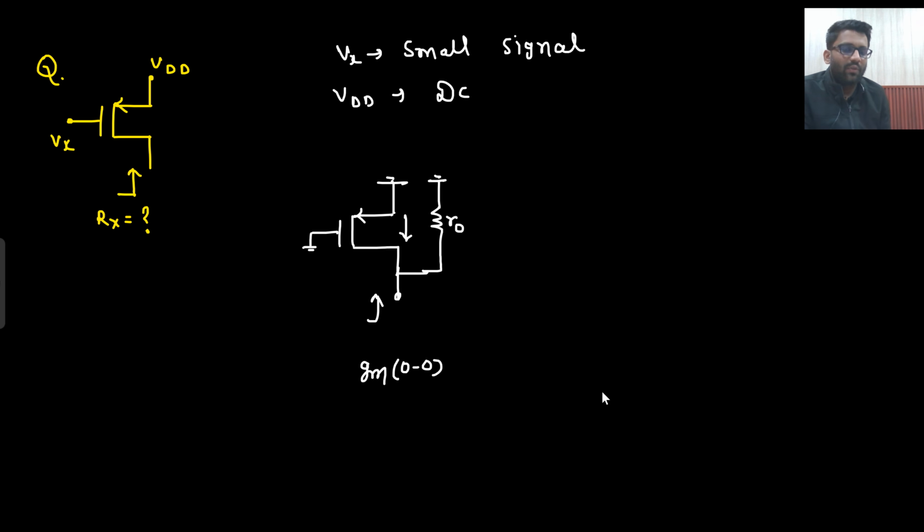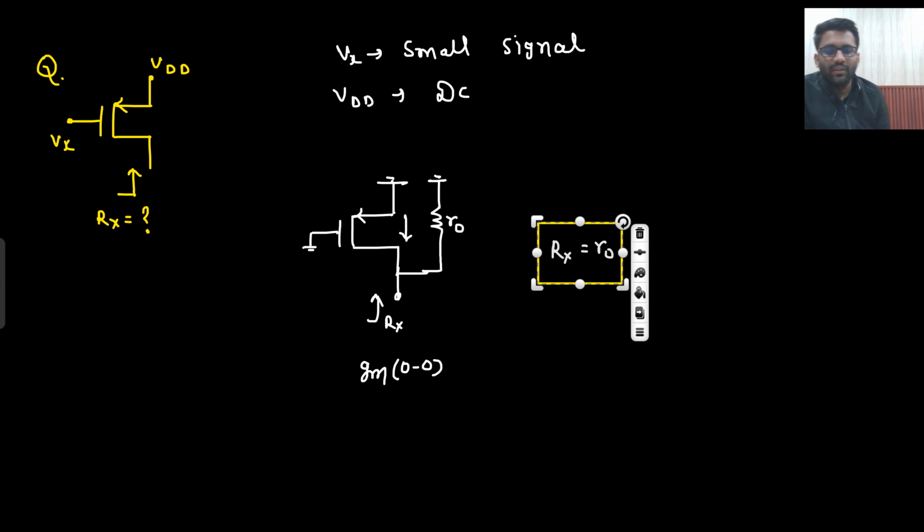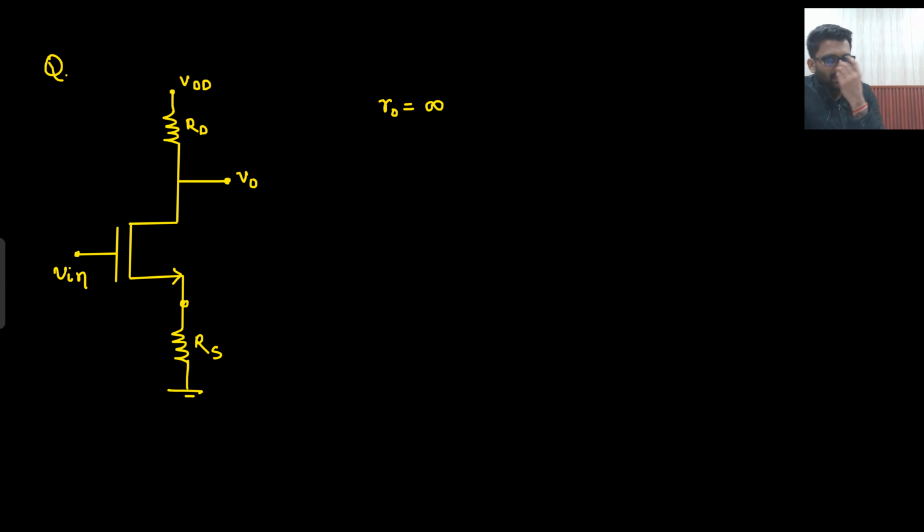So from this node to ground, what do you see? Rx. Rx is equal to R0 only. From this node to ground, Rx is equal to R0. There you go. Well and good. Let's go to the next one.